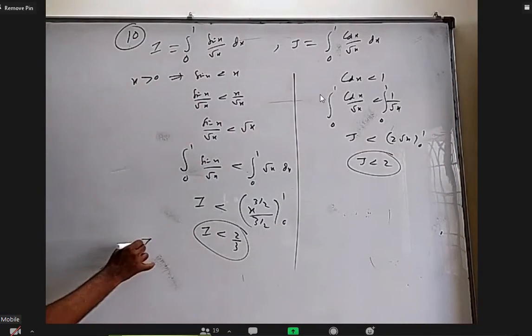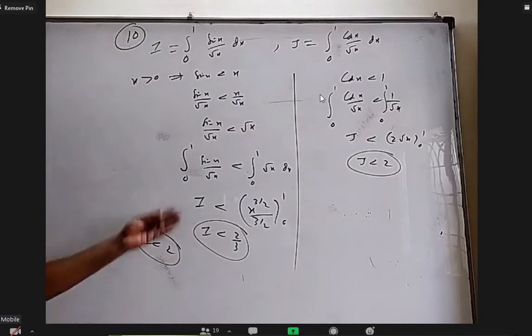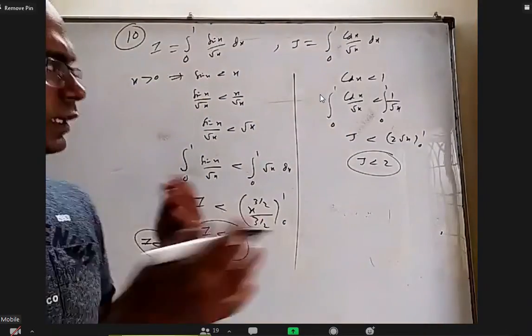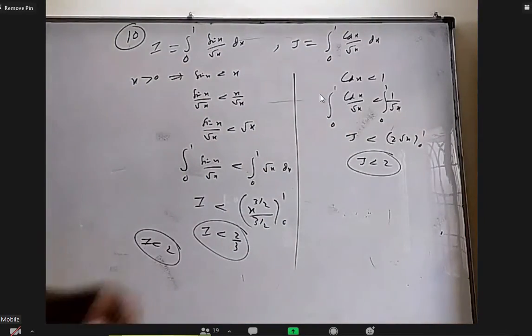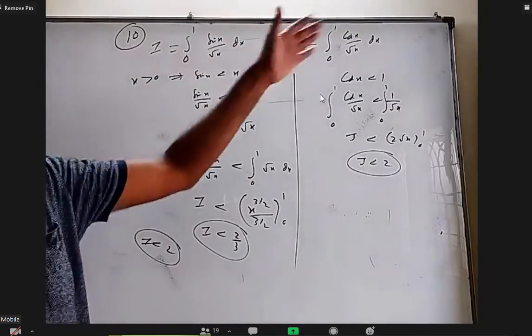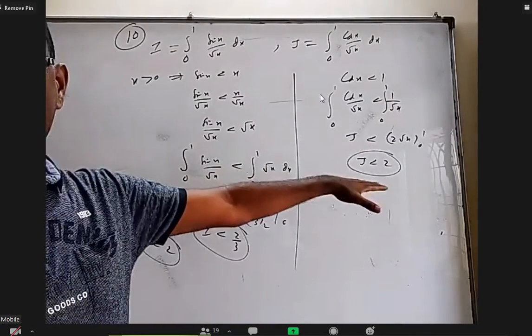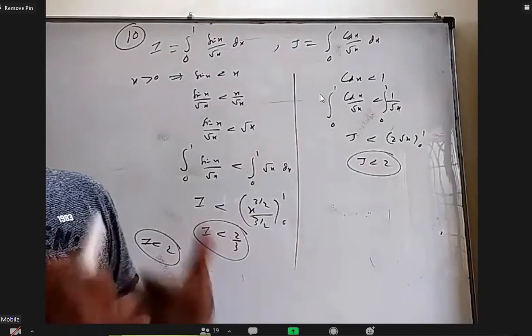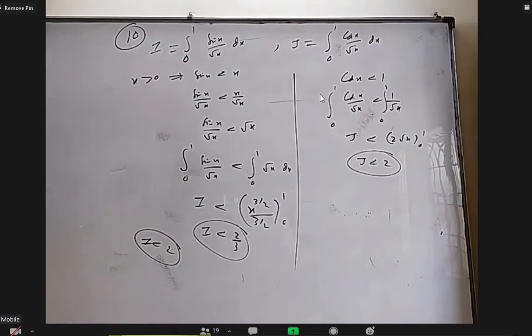Even I is also less than 2, but we are able to tell less than 2 by 3, that is a much better answer than less than 2. But here we are not able to tell anything better than that, maybe. Of course, J is less than 2 because it's not the exact answer, it's only an upper bound. Somebody can use some other function and find a little better approximation.